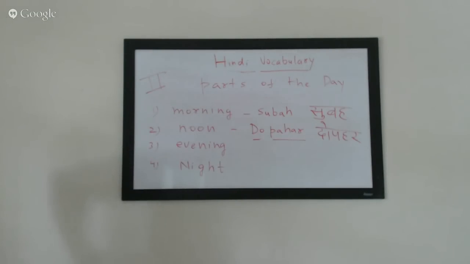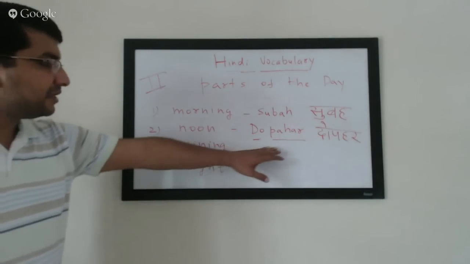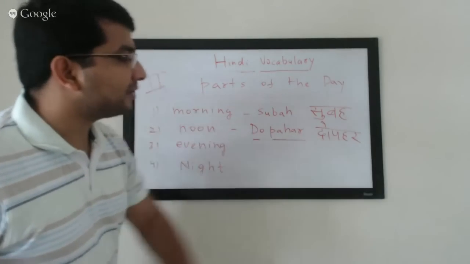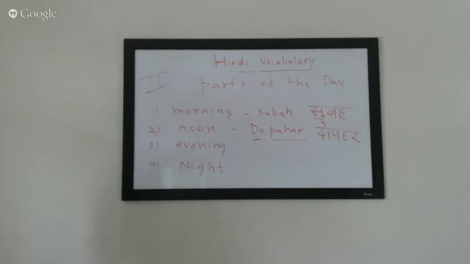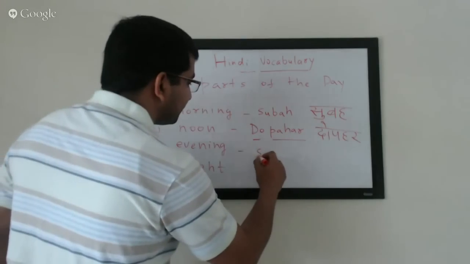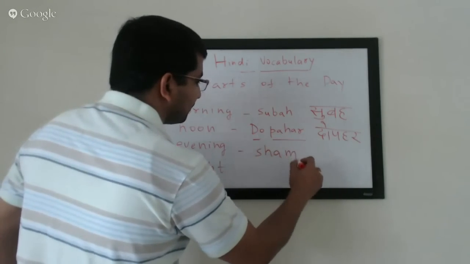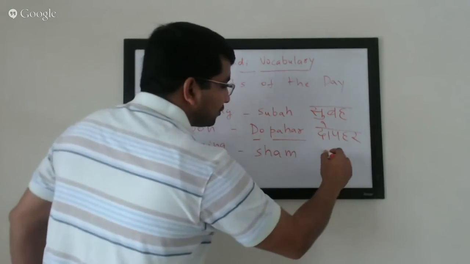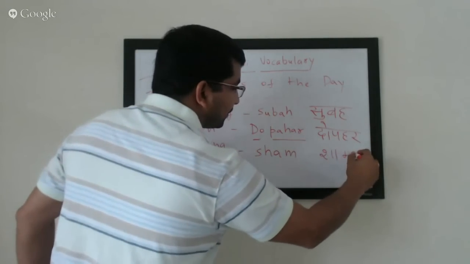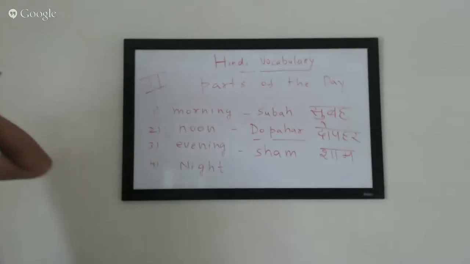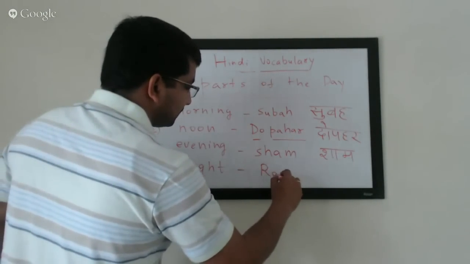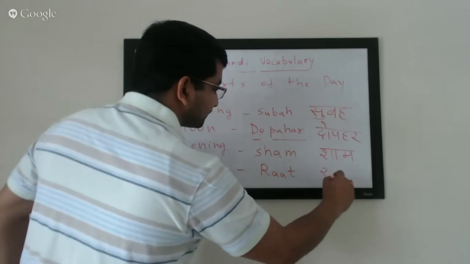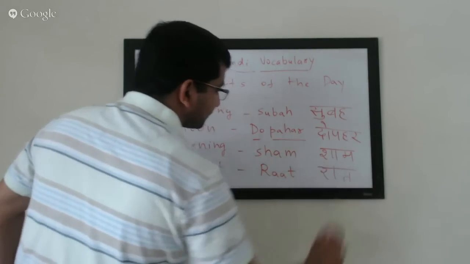So again, if I go back to the song, you'll see that one of the keywords being used in the song is dopahar, raat mein or dopahar mein, right? So that's dopahar. Third one is evening, which is nothing but sham. So it's sha, a, sham. And night is raat. Raat.